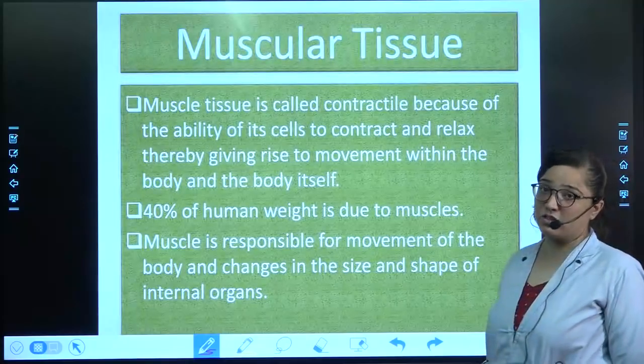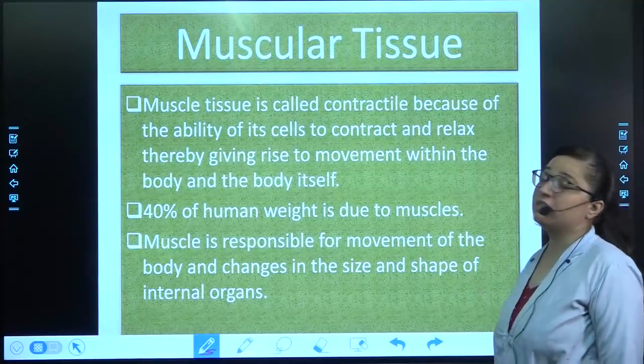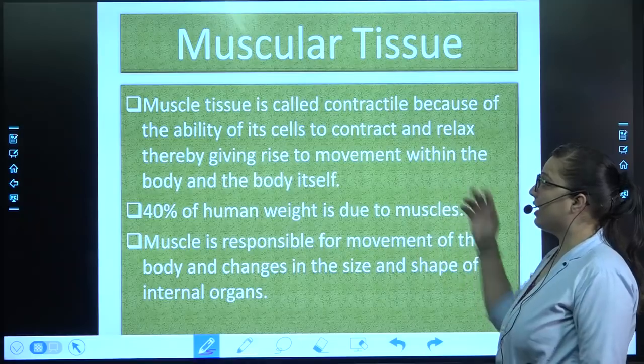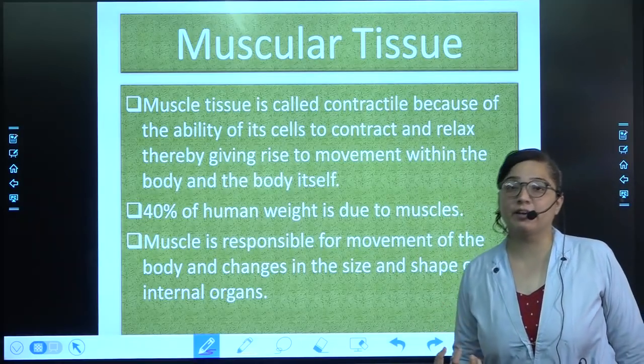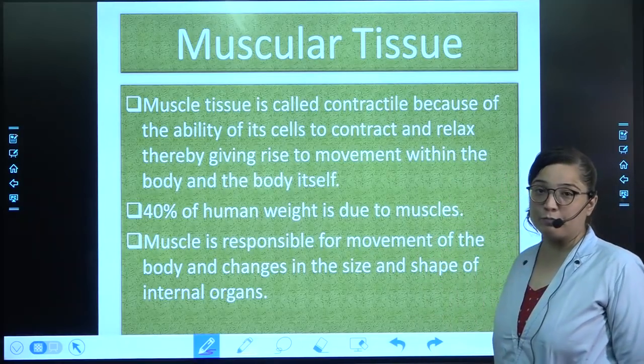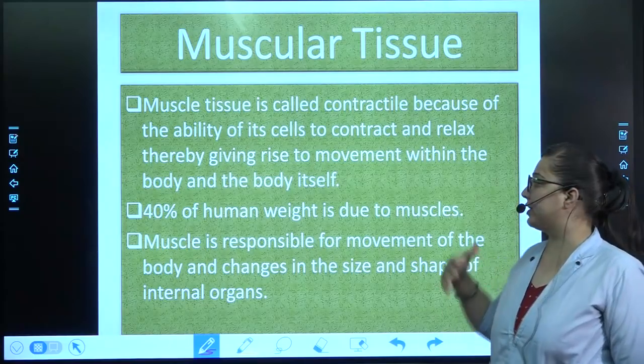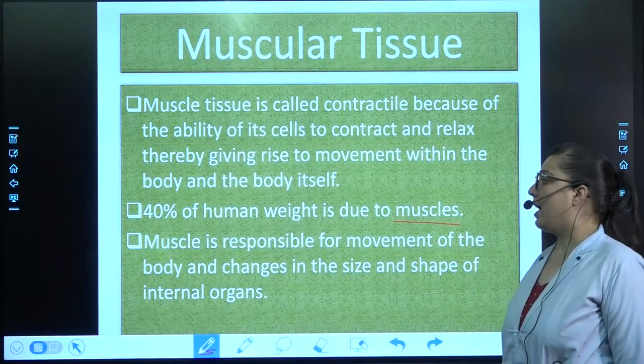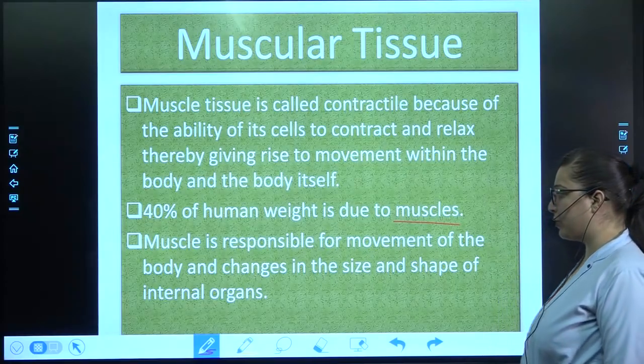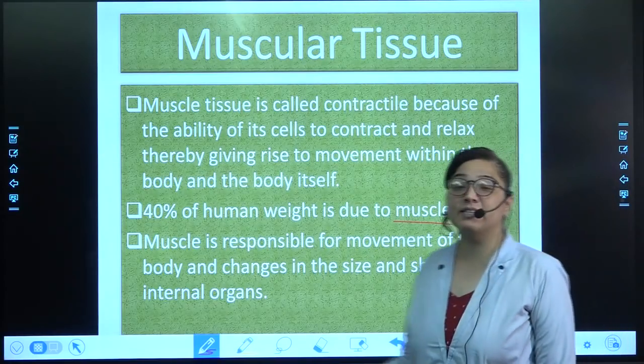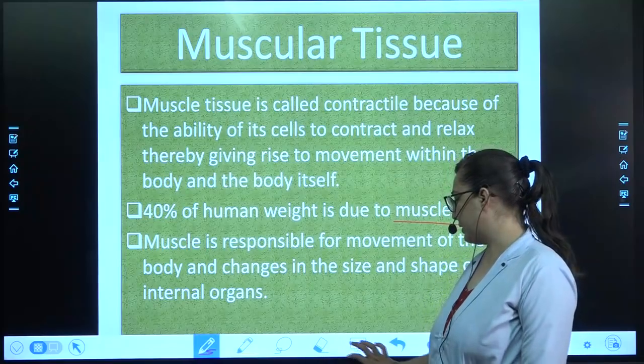Alright, now next, muscular tissue. What are they called? Contractile tissue. Why? Because they have the ability to contract and relax and ultimately help in movement. 40% of our weight, why? It is because of the muscles, and they are responsible for the movement of the body, for change in the size and in the shape of the internal organs.